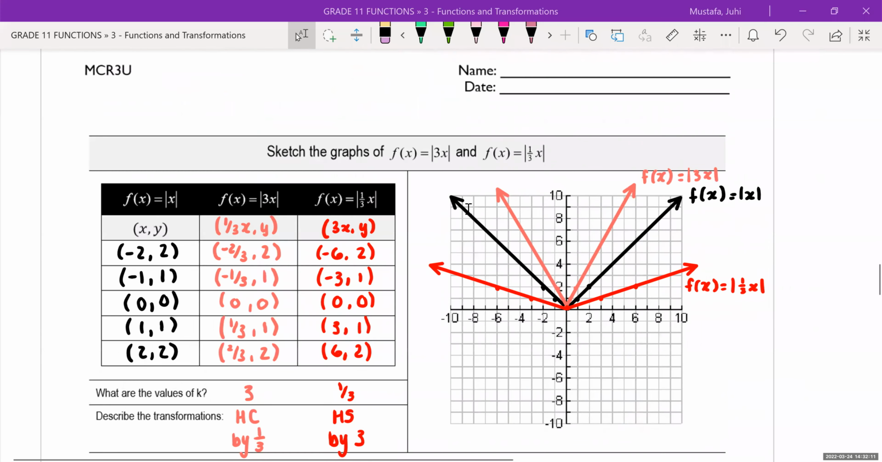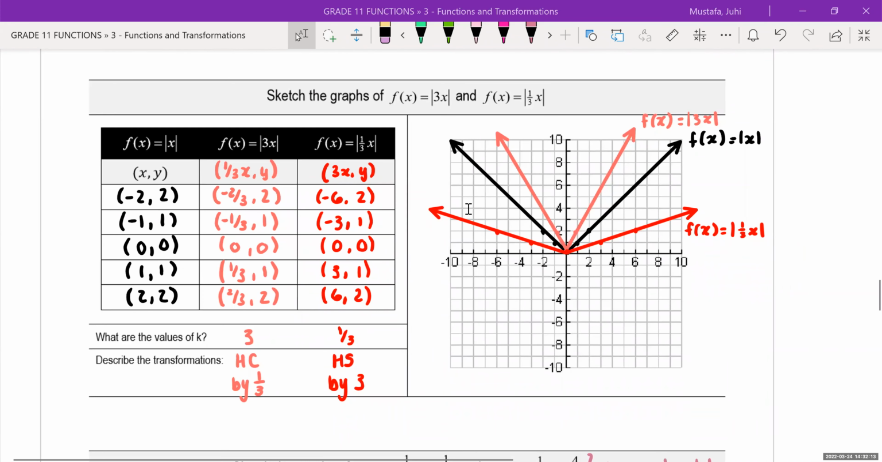Here are the graphs for the absolute value. Again, I use 3 and 1/3. So for the table of values in the middle, if there's a 3 inside, I multiplied my x value by 1/3. And if there's a third inside, I multiplied my x value with a 3. And this is what the graph looks like.